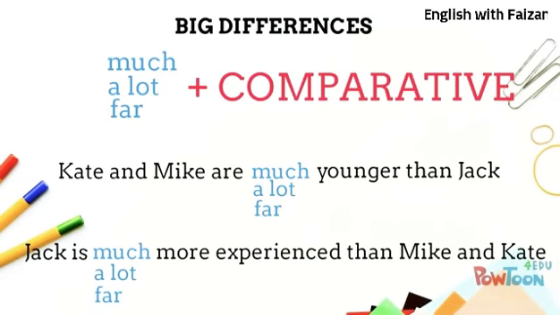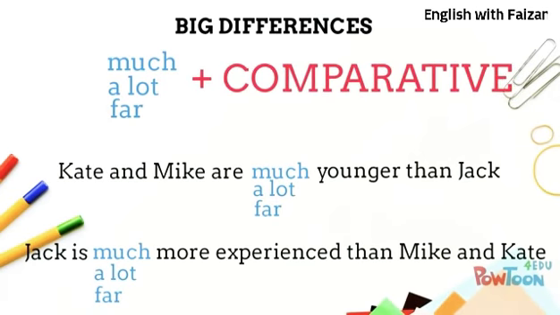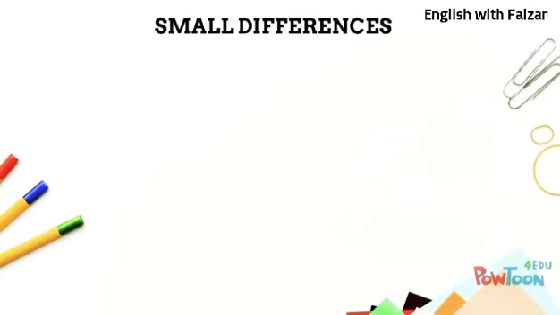And one more example with a long adjective, more than two syllables. Jack is much more experienced than Mike and Kate. Jack is a lot more experienced than Mike and Kate. Jack is far more experienced than Mike and Kate.